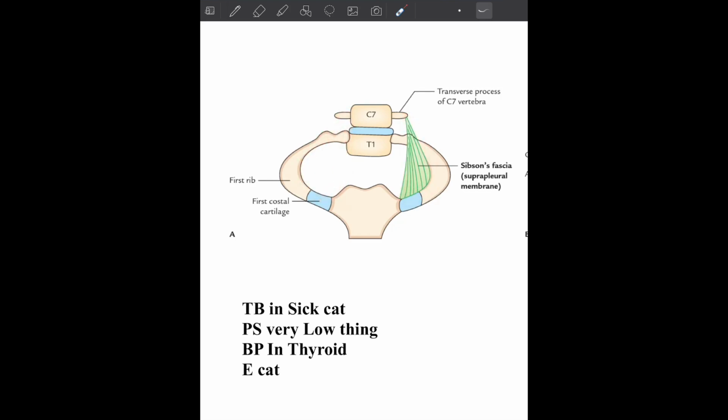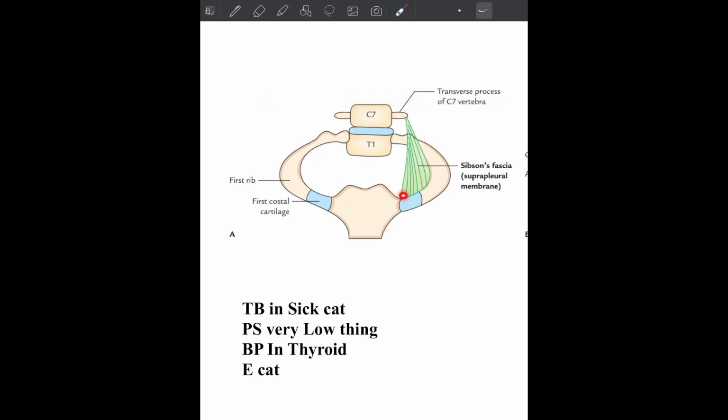Let's discuss the attachment and relations of the Sibson fascia. The apex of the Sibson fascia is attached to the tip of the transverse process of C7 vertebra. Transverse process of C7 vertebra means transverse section. So it is named as transverse process of C7 vertebra.